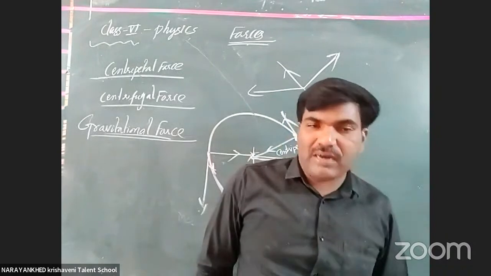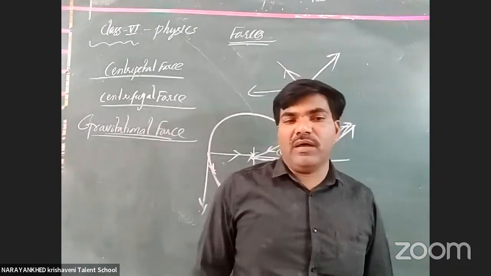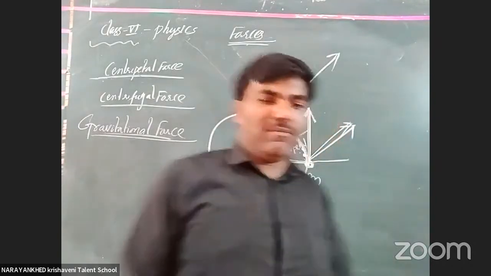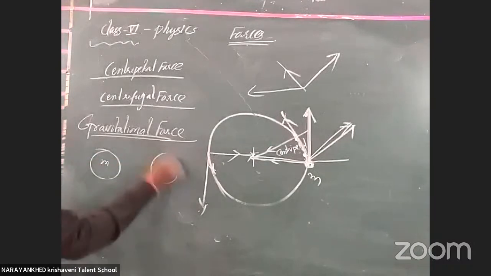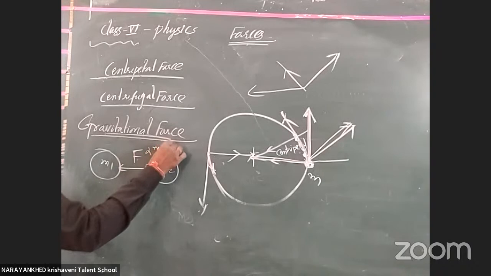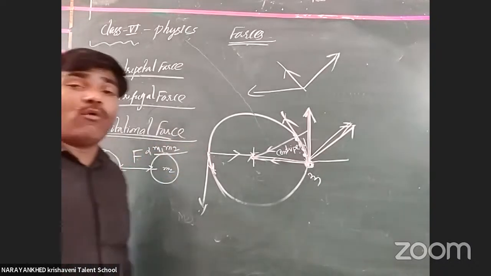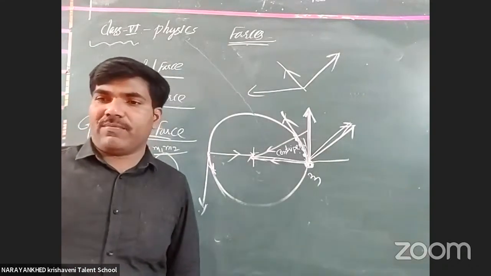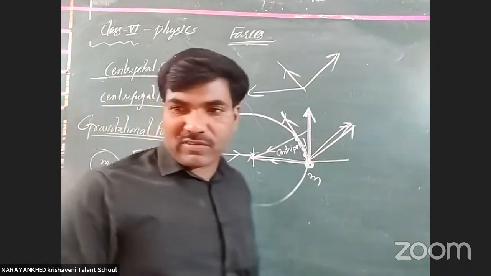It is directly proportional to the product of the masses, and inversely proportional to the square of the distance between them. What is the meaning of this statement? Suppose there are masses m1 and m2. The gravitational force F between these two is directly proportional to the product of their masses. When the masses increase, the gravitational force is greater. When the masses are smaller, the gravitational force is less.